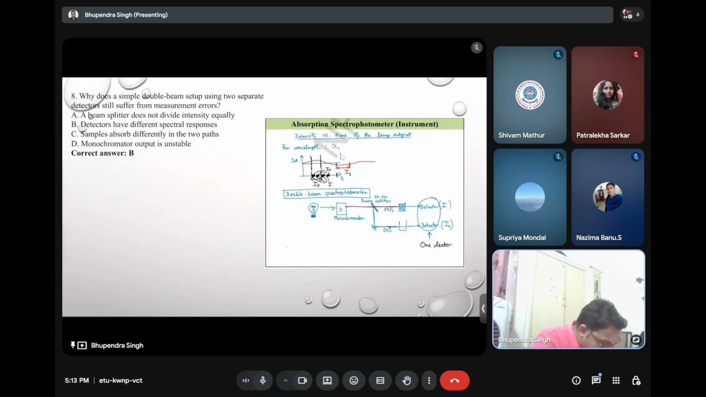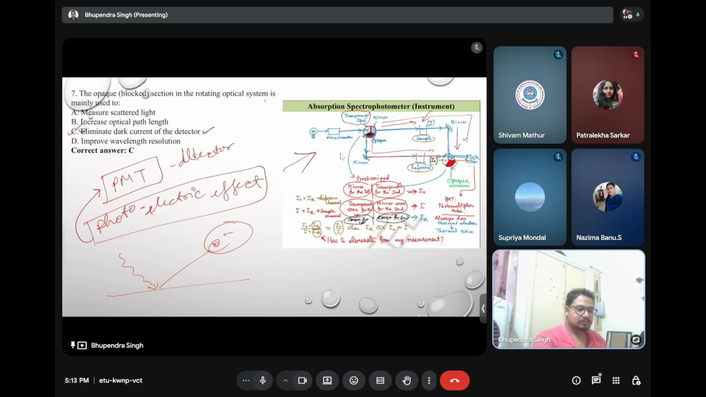Why does a simple double beam setup using two separate detectors still suffer from measurement errors? I think you have just told me this. Yes. That detectors have different spectral responses. So that is why this setup came, where only one detector is there, but the disk is there. It is not changing.